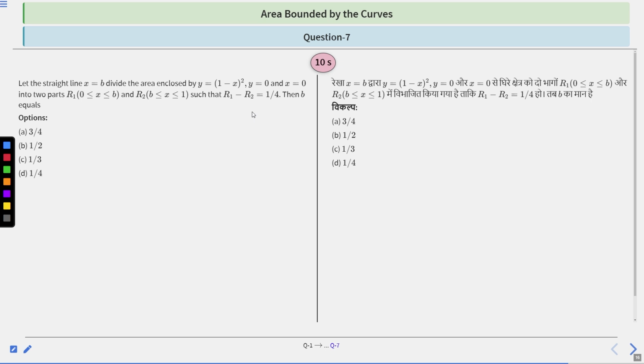So see, R1 can be calculated by integrating this curve between 0 to b, and R2 can be calculated by integrating this curve between b to 1. Therefore, we can easily calculate R1 minus R2, which is equal to 1 by 4, and after equating you can easily get the value of b. Okay, so you have 10 seconds to solve this question. After 10 seconds, we will discuss the solution.